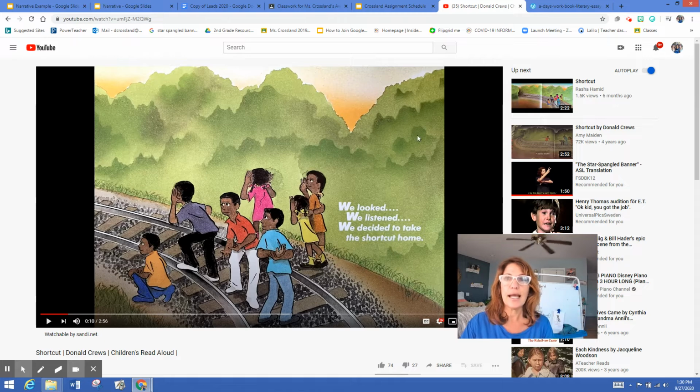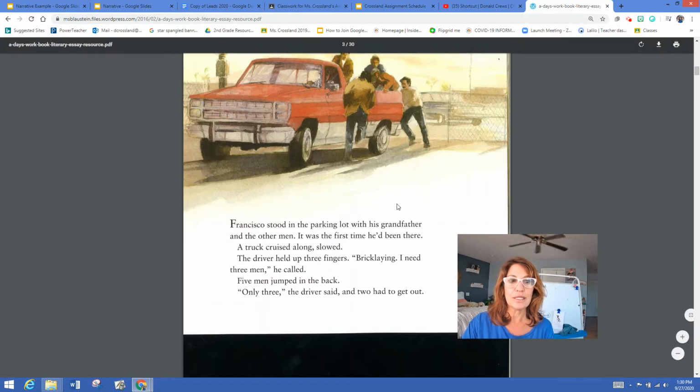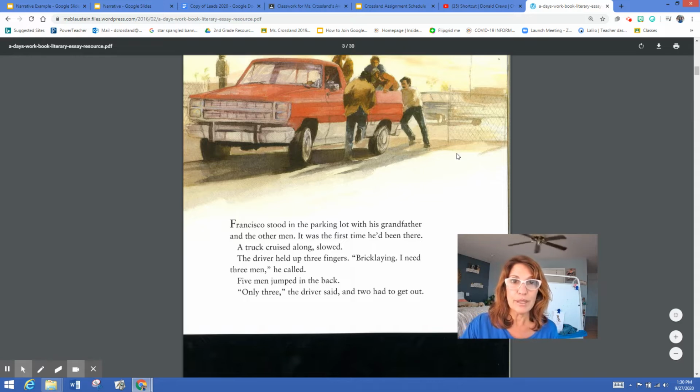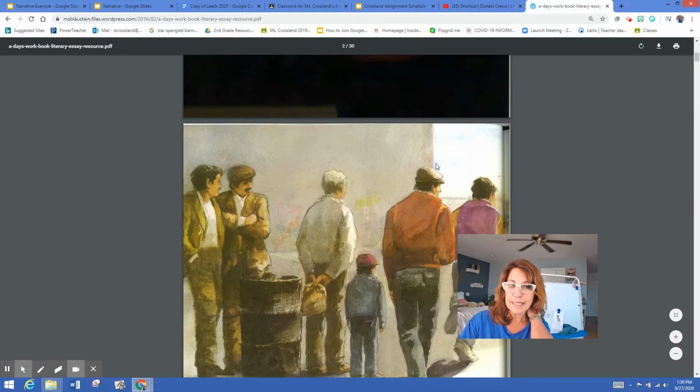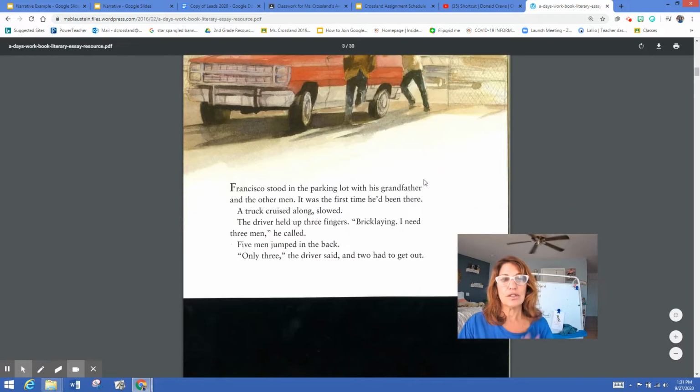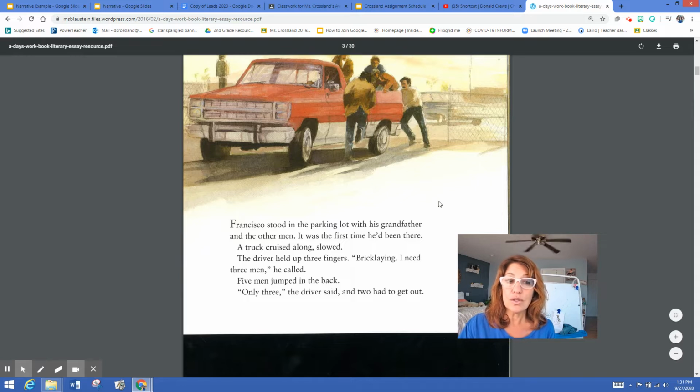That's hooking us. Another book I want to show you that does the same thing is by Eve Bunting, and this one is called A Day's Work. And when she starts off with this: "Francisco stood in the parking lot with his grandfather and the other men. It was the first time he'd been there. A truck cruised along, slowed. The driver held up 3 fingers. 'Brick Lane, I need 3 men,' he called. 5 men jumped in the back. 'Only 3,' the driver said, and 2 had to get out."